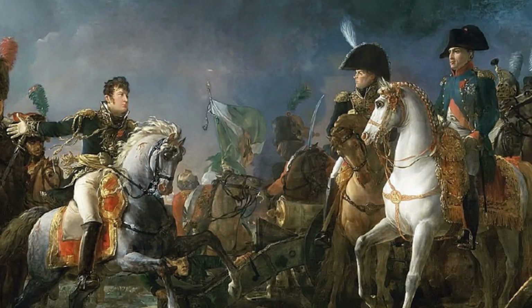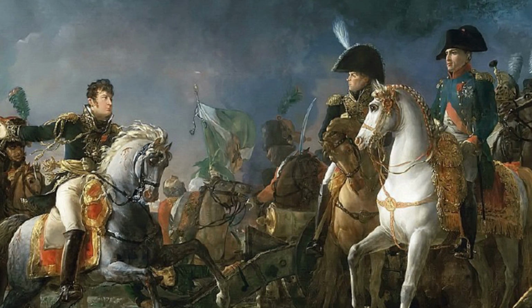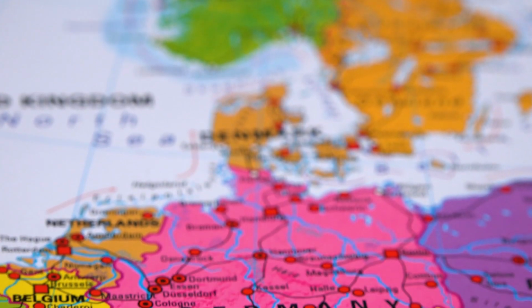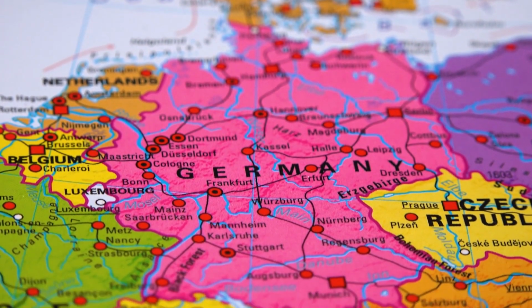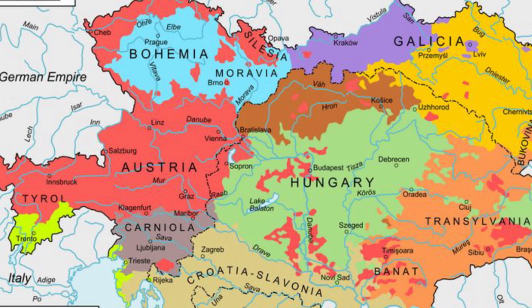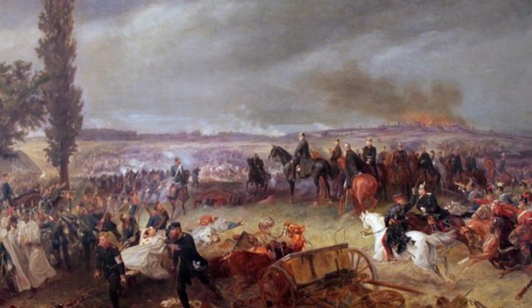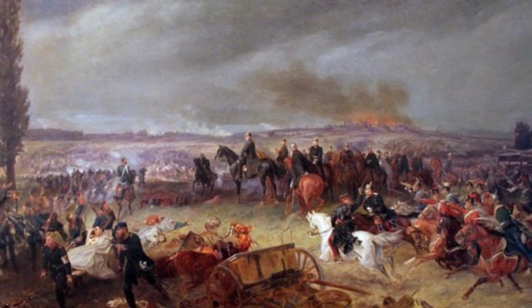With the fall of the Holy Roman Empire, Germany entered a new phase. The German-speaking lands were no longer united under one empire. Instead, they were divided into numerous smaller states, some of which were part of the Austrian Empire, while others were part of Prussia. But in the mid-19th century, things began to change.